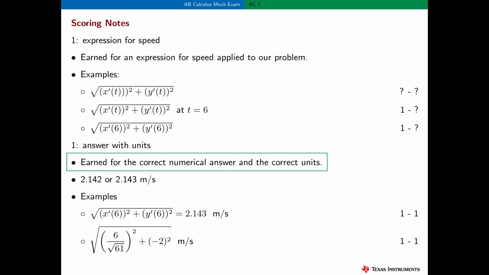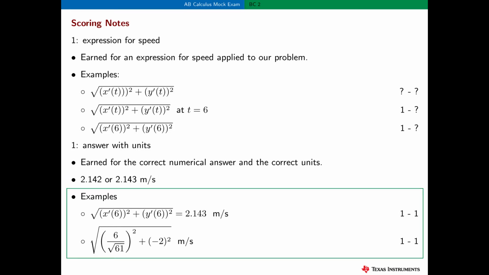The second point is earned for the correct numerical answer with the correct units. Now, let's assume that students have access to their calculators for this problem, as they did for all problems on the 2020 AP Calculus exam. So a numerical answer of 2.142 truncated or 2.143 rounded with correct units earns the second point.